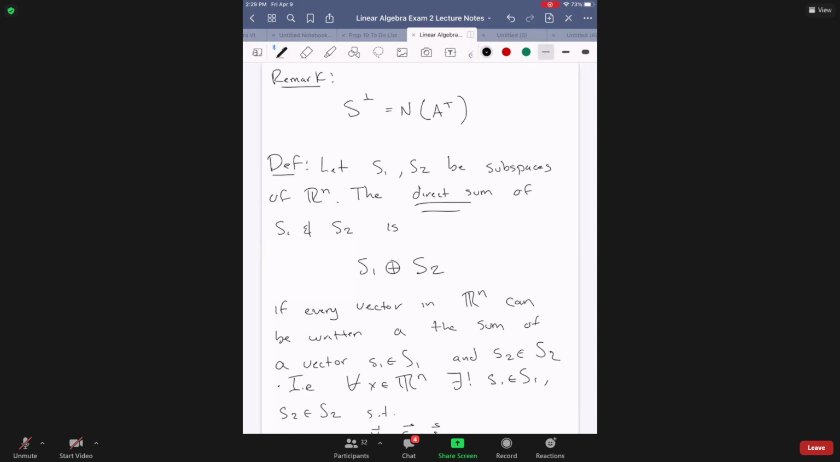Basically, that's literally all it means. If I pick a vector in R^n, and I can write it uniquely as a vector in the subspace S1 plus a vector in the subspace S2, then S1 direct sum S2 is basically the set of all s1 plus s2 such that s1 comes from S1 and s2 comes from S2. That's literally all it means.